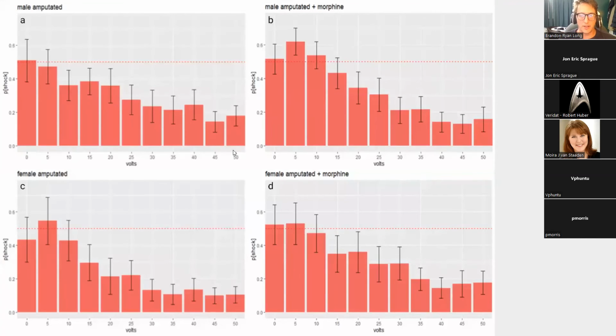However, when we look at the mixed effects, so these are all amputated animals, both male and female, there does seem to be an effect. Both of these right here are the ones that we just saw, the same animals. And then these are the new animals, same procedure, same amputation, but the only difference is they have access to morphine in their food.